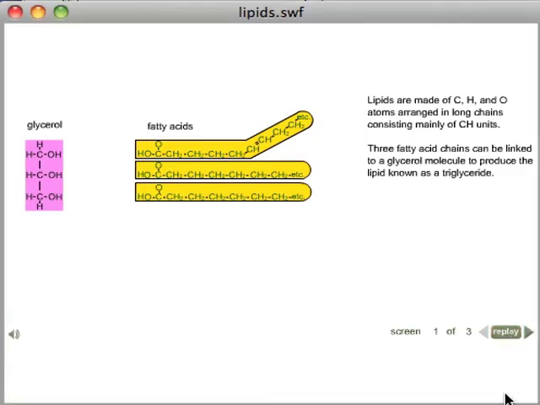Lipids are made of carbon, hydrogen, and oxygen atoms, arranged in long chains consisting mainly of carbon-hydrogen units. Three fatty acid chains can be linked to a glycerol molecule to produce the lipid known as a triglyceride.